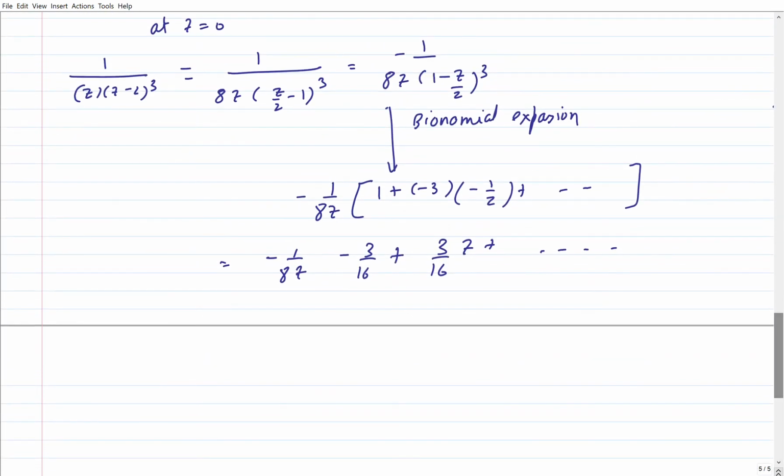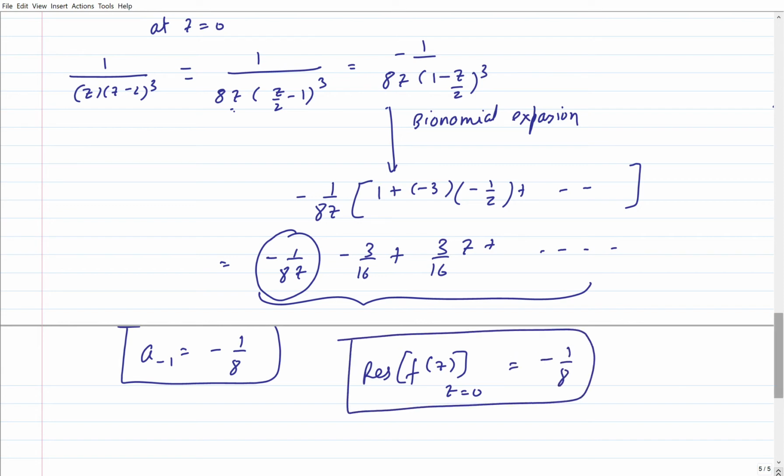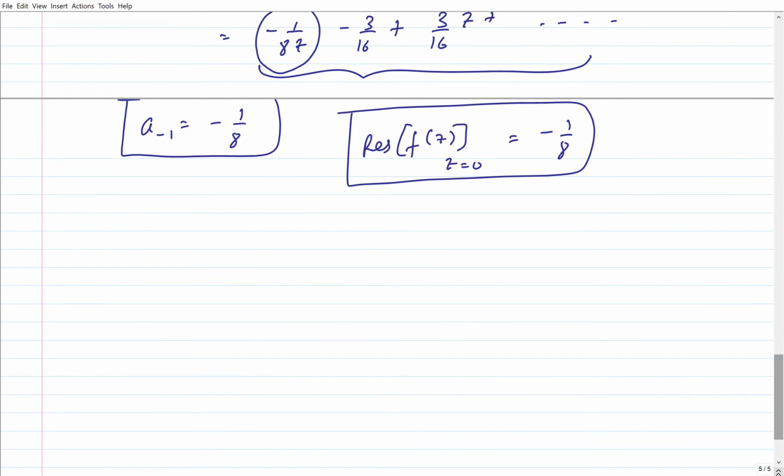So the expansion around z equals 0 yielded this, and now you can see what the coefficient of a minus 1, or the power of z to the minus 1, is. That is this term. So the residue at z equals 0 is minus 1 over 8, the coefficient over here. All you need to do is expand it using some means in a Laurent series and calculate the coefficient over here.